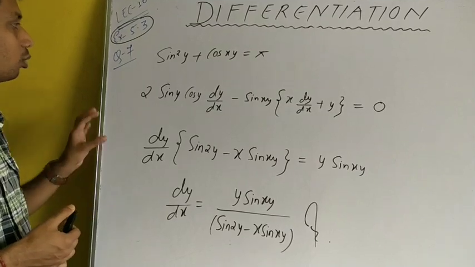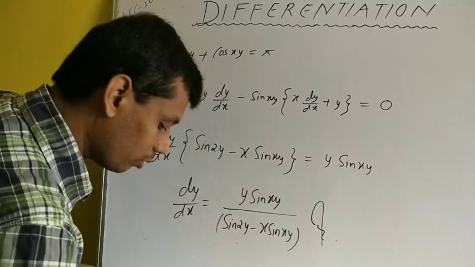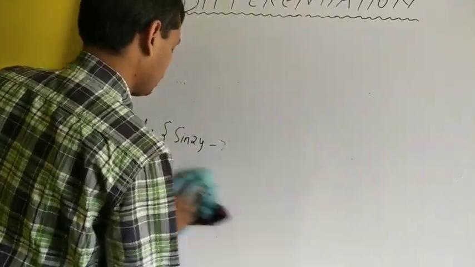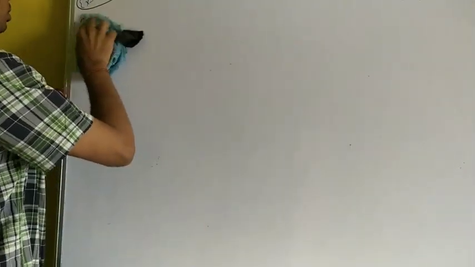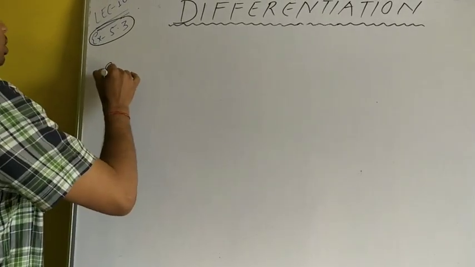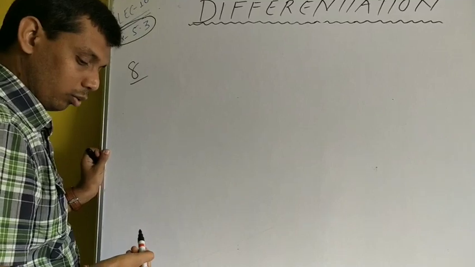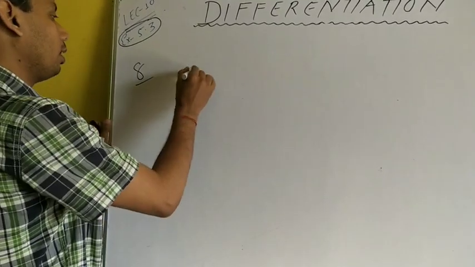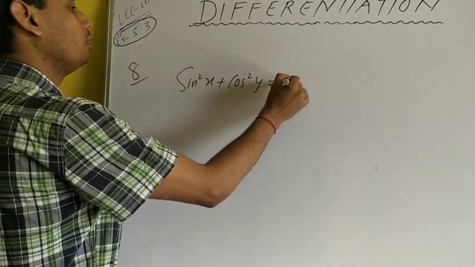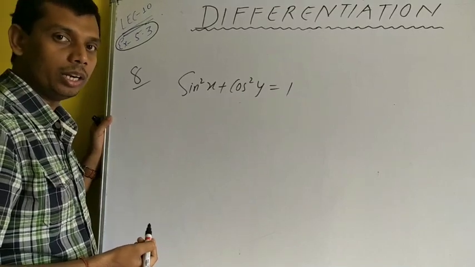Okay, so this is all about question 7. Now let us start with question number 8. Now see, question number 8. In question number 8, it is given that sin square x plus cos square y is equal to 1. We have to determine the value of dy by dx.